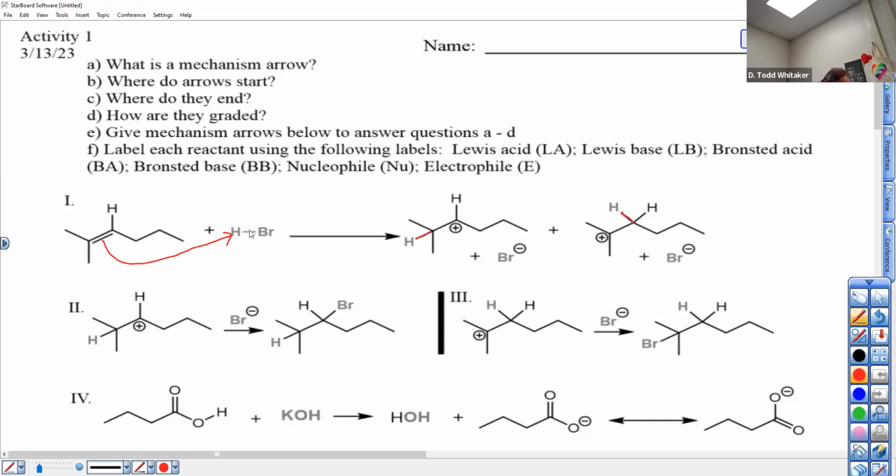And this arrow starts at the sigma bond between the H and the Br, and it ends as a lone pair on Br. You want to see it? There.